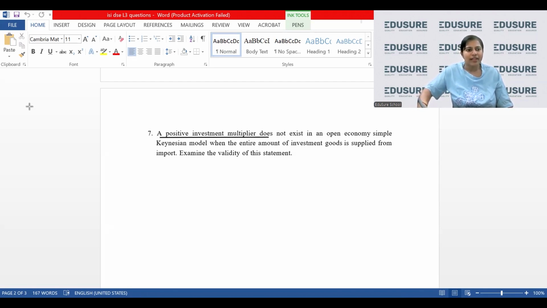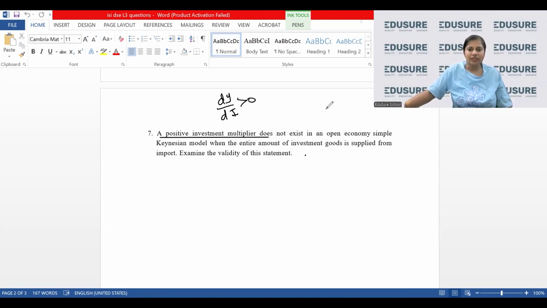So we have to find out about the investment multiplier. What is the meaning of investment multiplier? It means dy by di. That is the meaning of a positive investment multiplier. Does not exist in an open economy simple Keynesian model when the entire amount of investment goods is supplied from imports. Examine the validity of the statement.